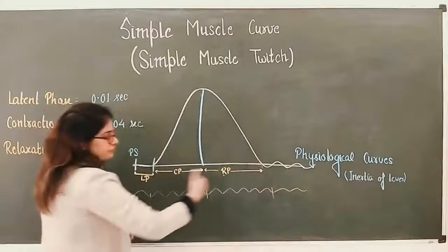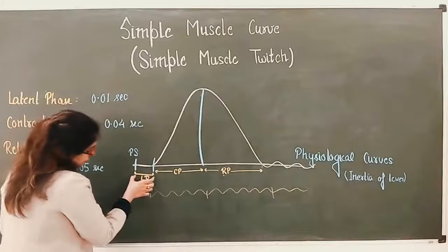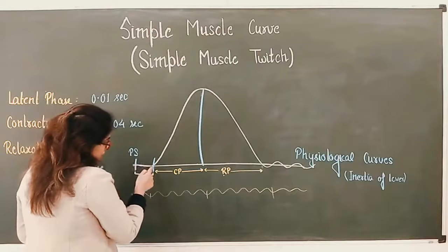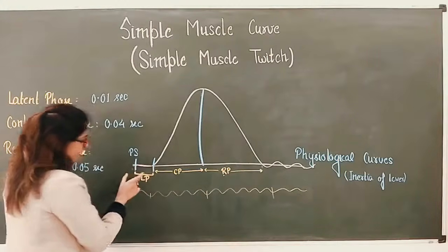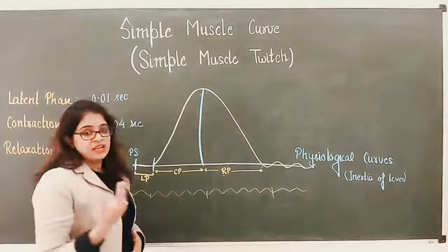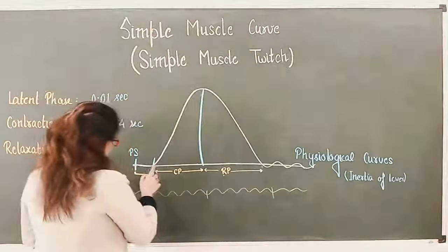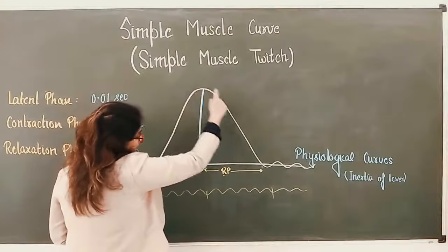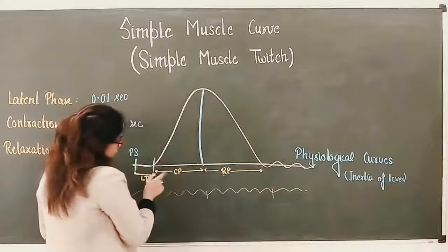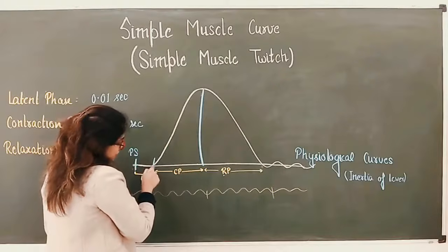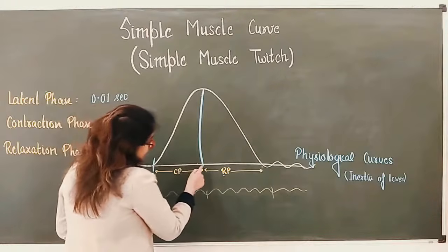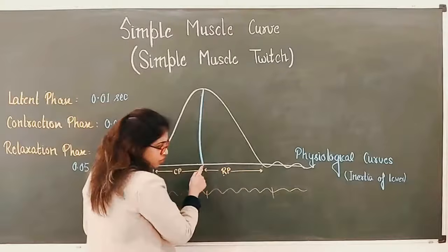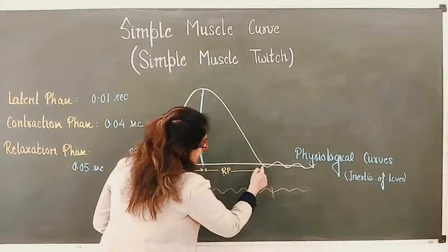So there are different phases we can see. This is the latent phase. The latent phase is from the point of stimulation to the point of start of contraction, during which there will not be any activity visible. Now there is the start of contraction, and contraction peaks at this point, and then there is relaxation. So the contraction phase is from the point of initiation of the contraction till the maximum contraction. The relaxation phase is from the point of maximum contraction till the relaxation is complete.